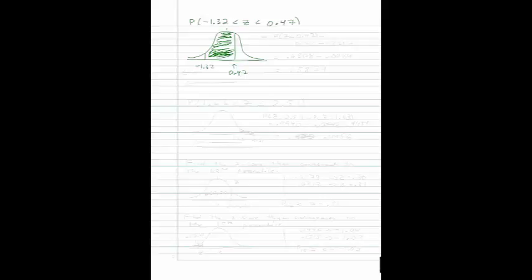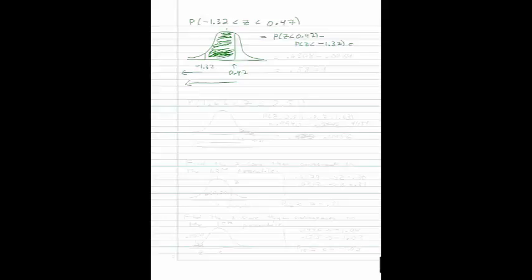between those two numbers. Now the z-table gives us everything to the left. So the z-table will give us everything to the left of 0.47. The z-table will give us everything to the left of negative 1.32. So if I would subtract those two, I would get the area that is between. So to answer this question using the z-table, we're going to take the probability z is less than 0.47 minus the probability z is less than negative 1.32.